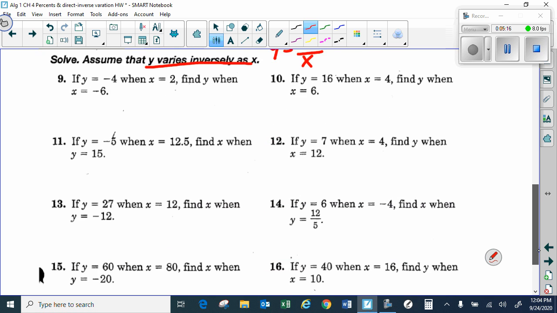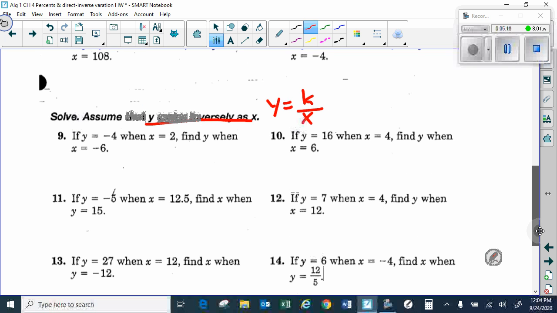And now here's 9 through 16, inversely. Inversely, denominator. So we're using y equals k over x. Again, we're going to do the same thing. They're going to give us the x and the y, and we solve for k to begin with, and then substitute that k back into this equation. Then they will give us either the x or y, and we'll solve for the other one.